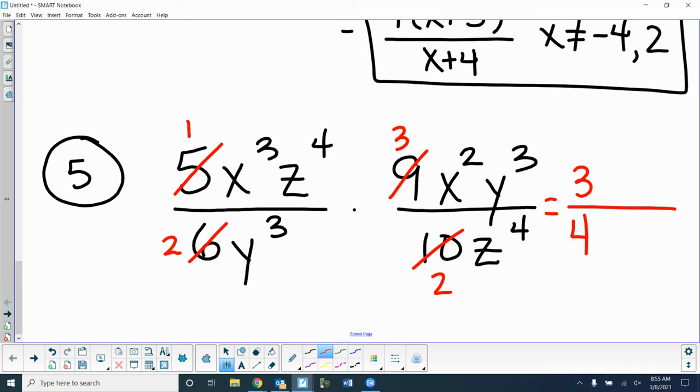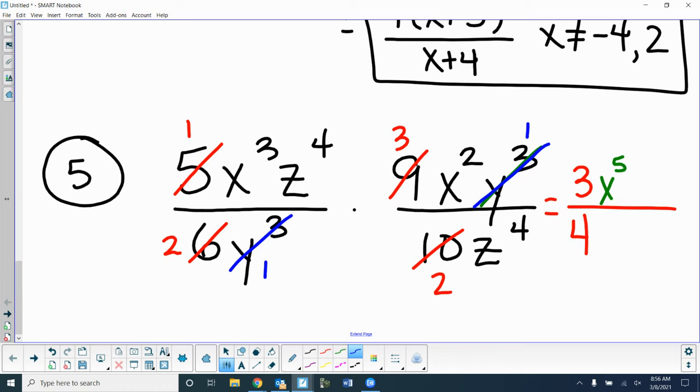All right, looking at x's. I see 3 and 2, 5 x's up top. Do you see any in the bottom? No. So there's x to the 5th up top. Y's, I see 3 up top and 3 on the bottom. What happens? Cancellation. They're all gone, right? So no Y's anywhere in my answer, because all 3 up top canceled out with all 3 in the bottom.